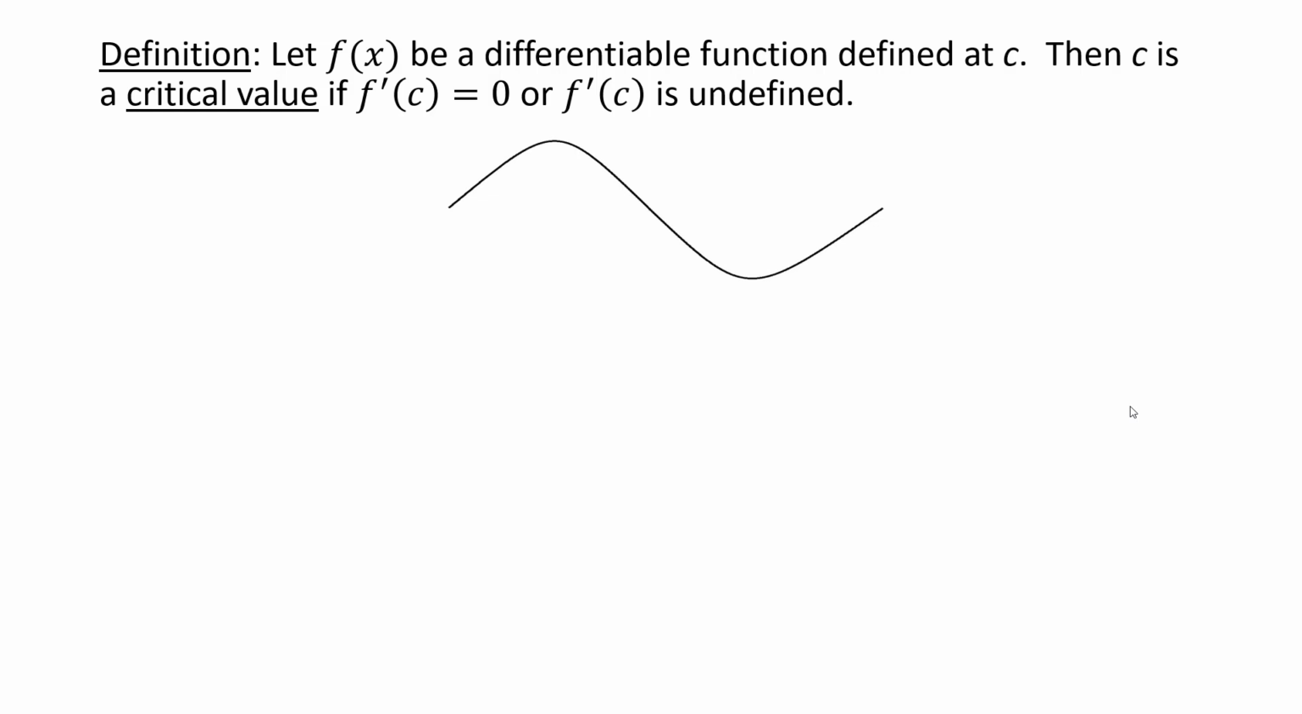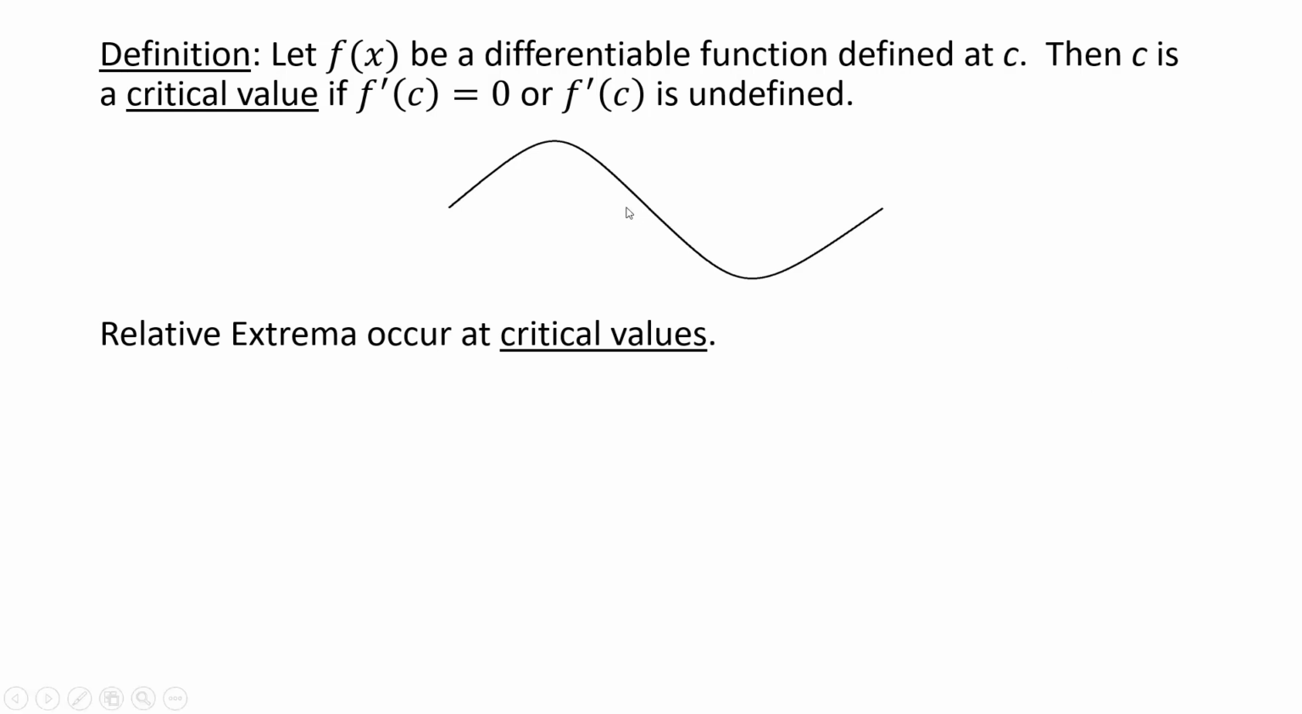So here I have another little curve for you right here. Relative extrema are going to occur at the critical values, right? We can see that we have a relative maximum here, which would give us that nice horizontal tangent, and we have a relative minimum here, which would also give us that nice horizontal tangent.